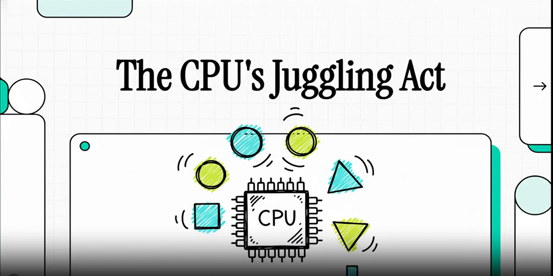Today, we are pulling back the curtain on one of the most critical jobs your computer's operating system is doing every single second of every day, simply deciding what to do next. This is the art and science of CPU scheduling.